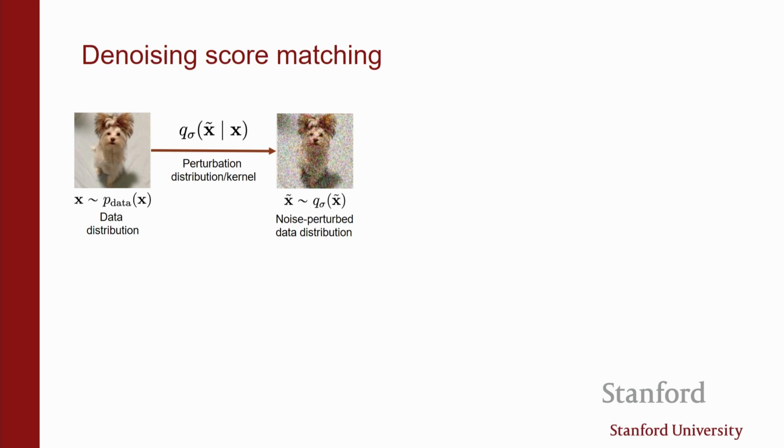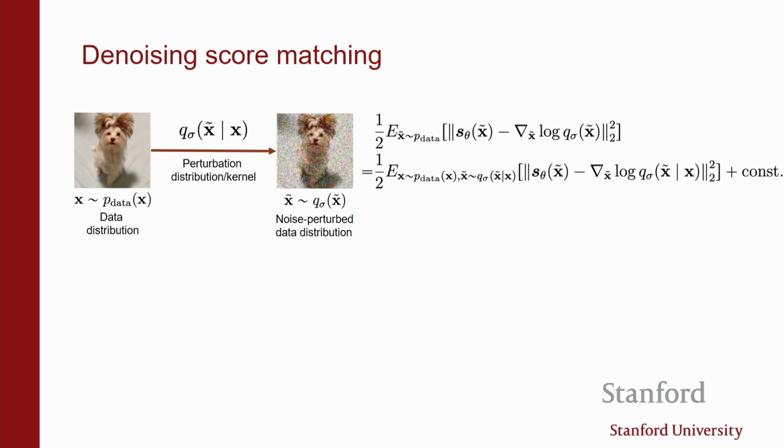The first one is denoising score matching, where the idea is that instead of trying to model the score of the data distribution, we're going to try to model the score of this noise-perturbed data distribution. Typically, we obtain this noise-perturbed data distribution by starting from a data point and then applying this kind of perturbation kernel, which gives you, given that you have a clean image X, the distribution over noisy images X tilde, and it could be something as simple as adding Gaussian noise to X.